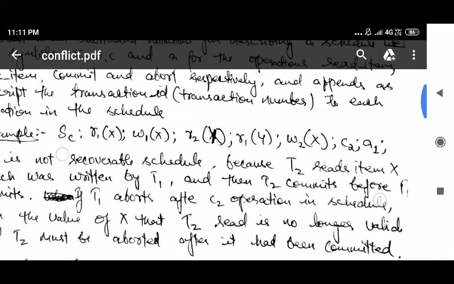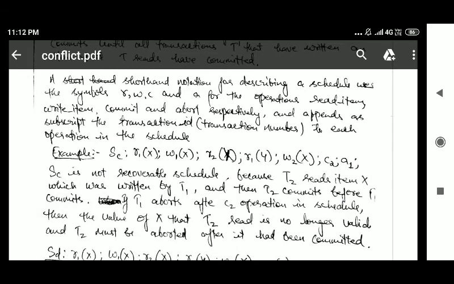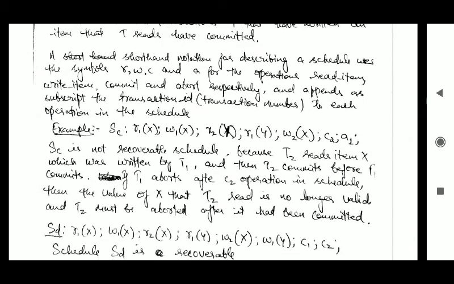So this schedule SC is not a recoverable schedule, because transaction T2 reads item X which was written by transaction T1, and then T2 commits before T1 commits. So if transaction T1 aborts after T2 commits, then the value of X which transaction T2 has read will no longer be valid, and transaction T2 must be aborted after it had been committed.